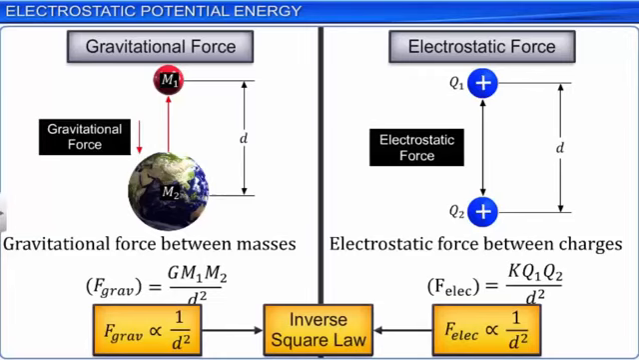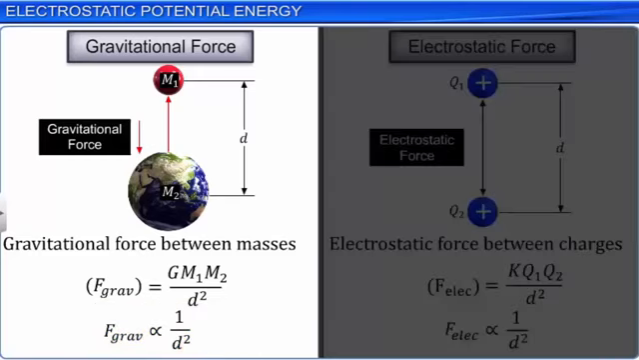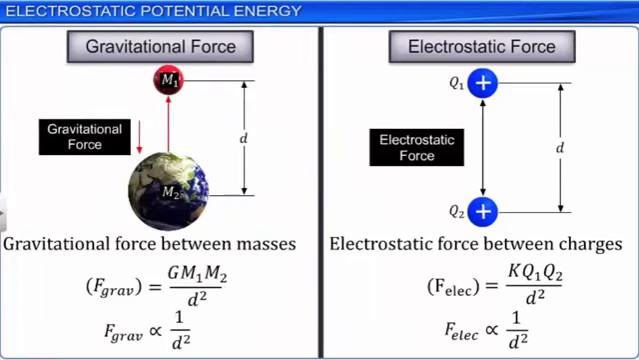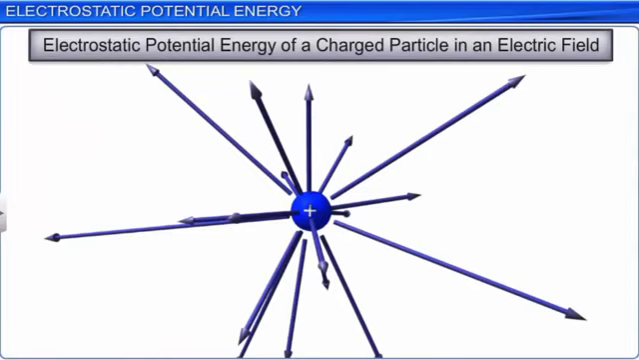We know that work done against gravitational force is stored as gravitational potential energy for the mass in the gravitational field. Similarly, work done against electrostatic force is stored as electrostatic potential energy in a charged particle in an electric field. Let us now discuss the electrostatic potential energy of a charged particle in an electric field.